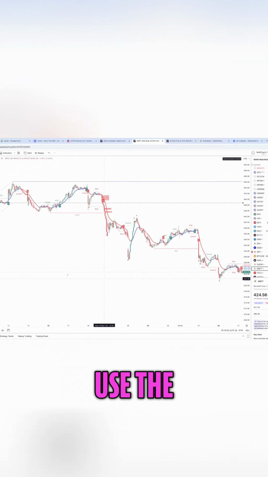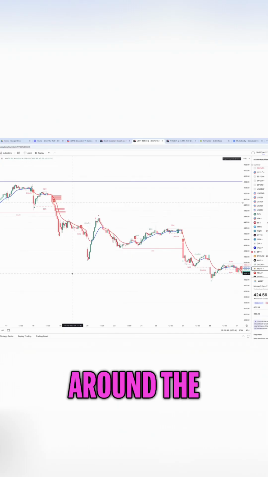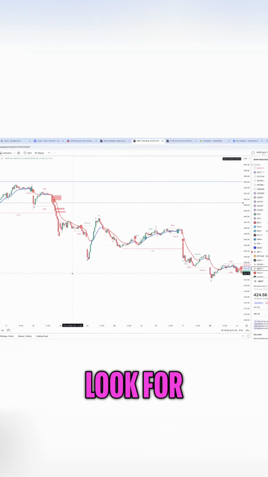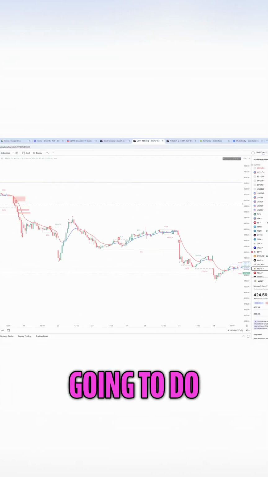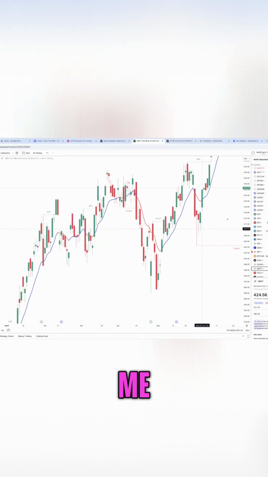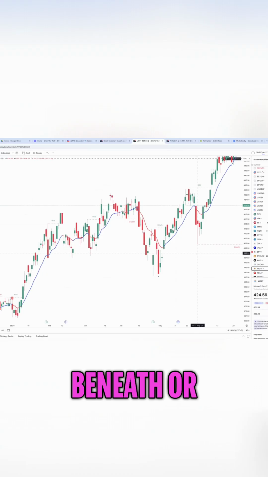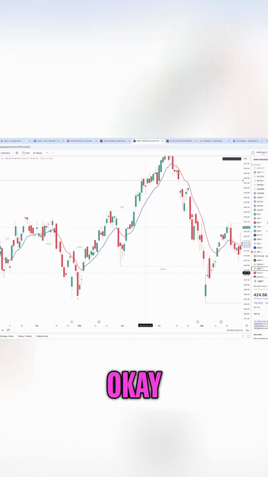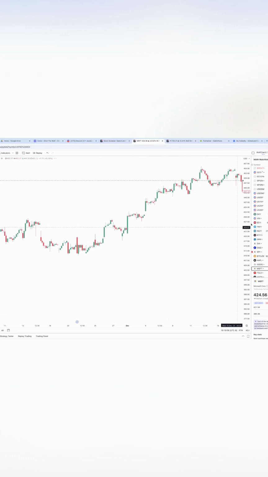Now the way that I use the moving averages is I look at the candles' behavior around the moving average. To determine what a trend is going to do, I look for a candle to show me extreme weakness or extreme strength beneath or above the moving average. I'm going to show you what that looks like. I'm just going to go to the 1 hour time frame.